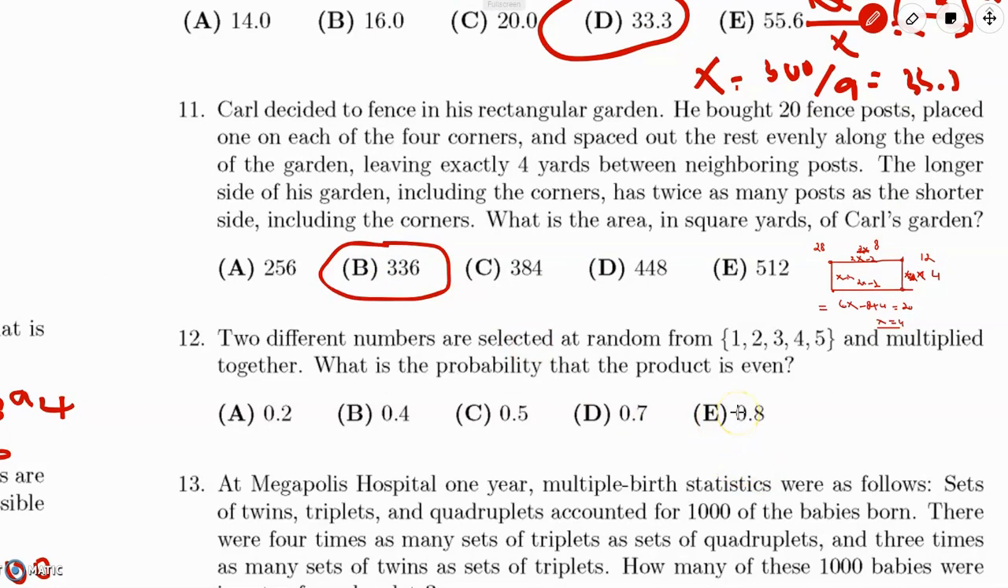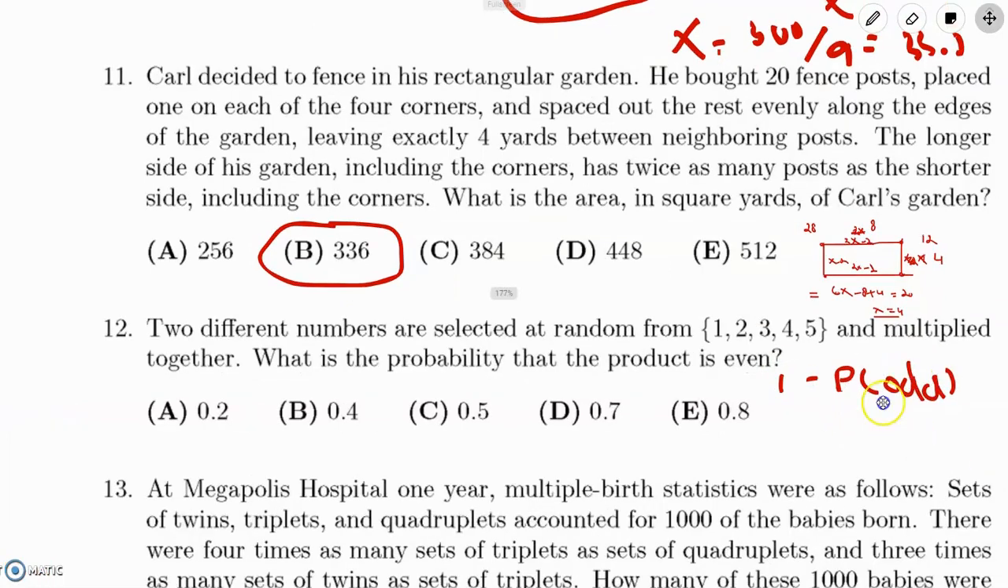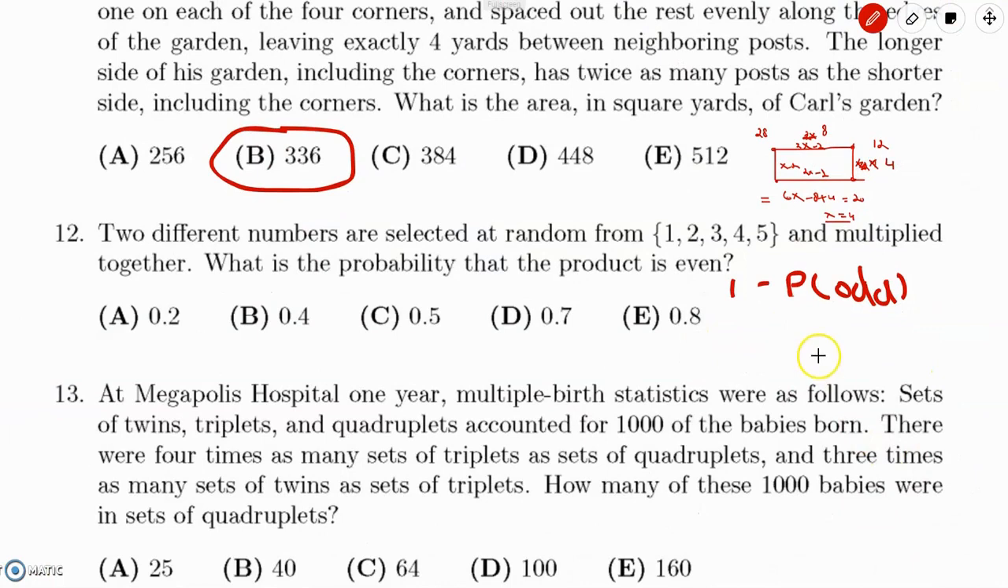Number 12. Two different numbers are selected at random from 1, 2, 3, 4, 5, and multiplied together. What is the probability that the product is even? So, essentially, the probability that the product is even is 1 minus the probability that it's odd. And odd is easy because the only reason it would be odd is if both numbers were odd. So this is equal to 1 minus 3 choose 2 over 5 choose 2, since we're choosing 2 different numbers. And that's equal to 0.7.